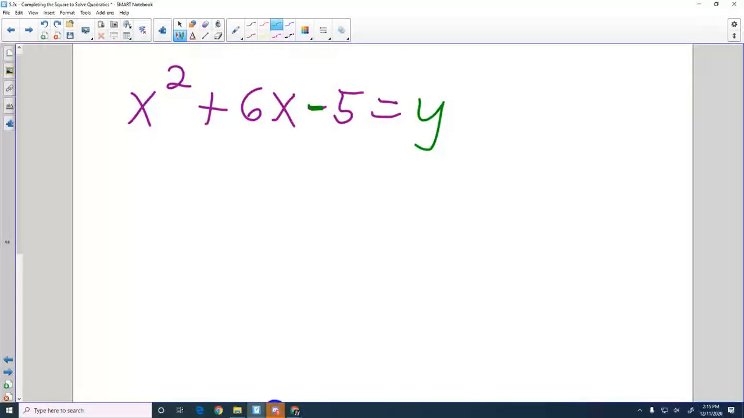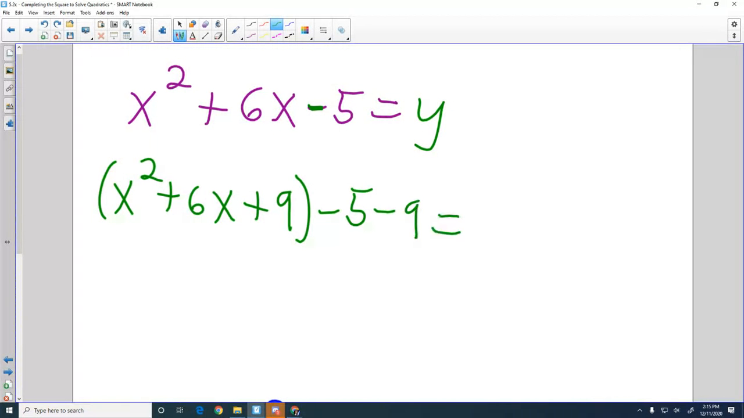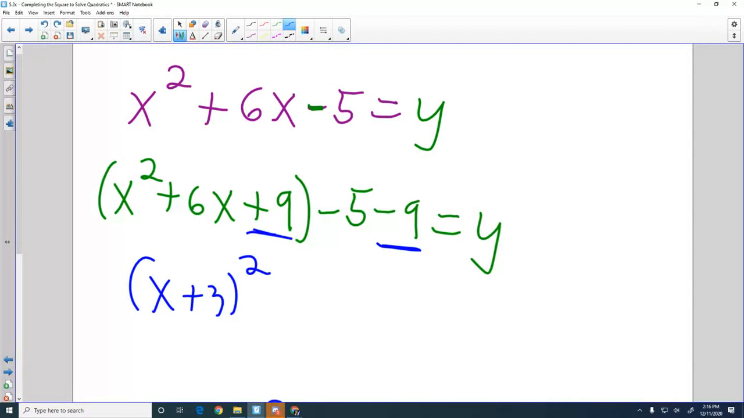So if I want to leave the y by itself on one side, what I could do is write this as x squared plus 6x plus this magical number 9. And outside of it, I had a negative 5, and I then had to subtract a 9. So see this plus 9 and this minus 9? That's what I just added in right now. And by doing that, I can now write this as x plus 3 squared. And then negative 5 minus 9 is negative 14 equals y. It's already in vertex form. So that's on Delta Math. It shows you that way.